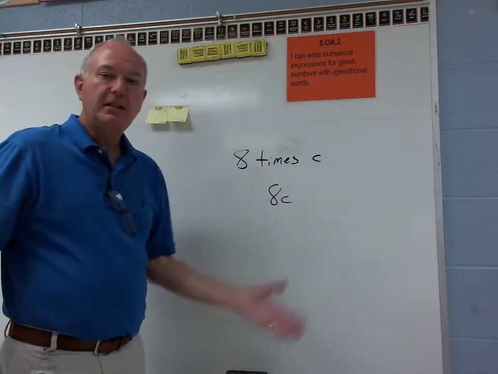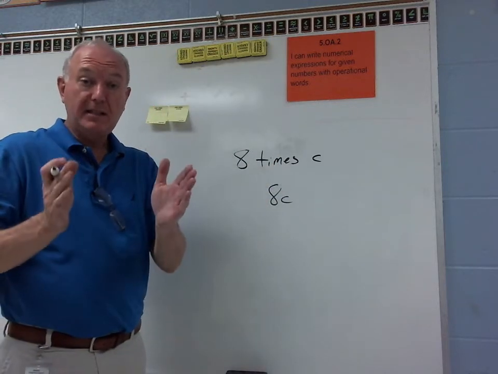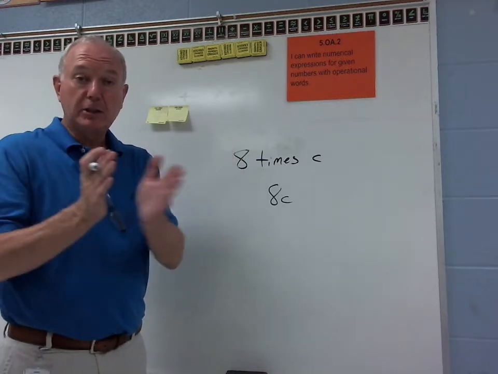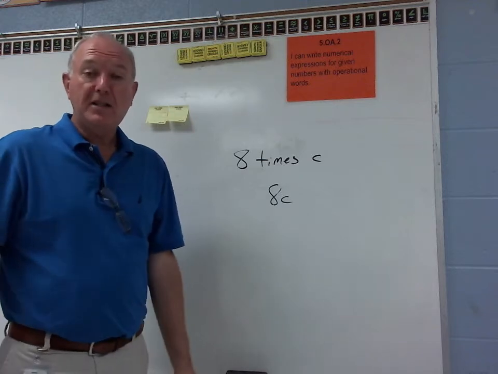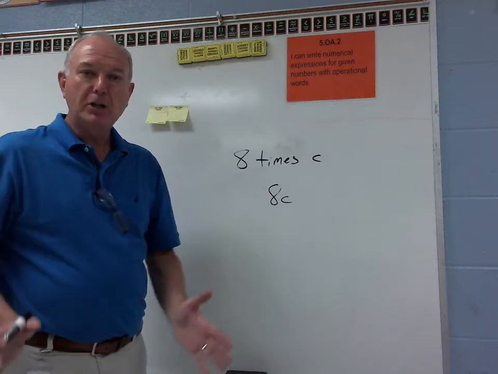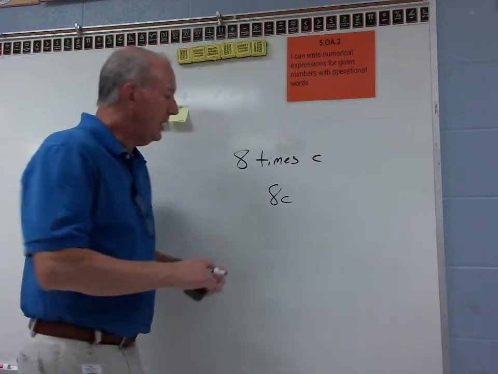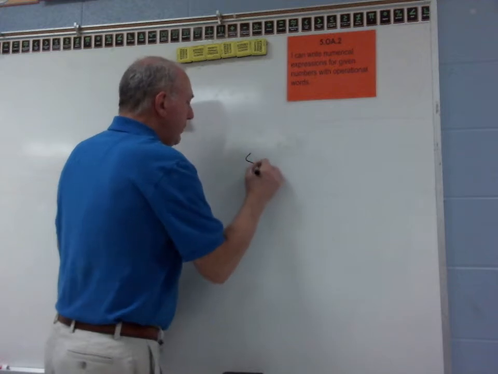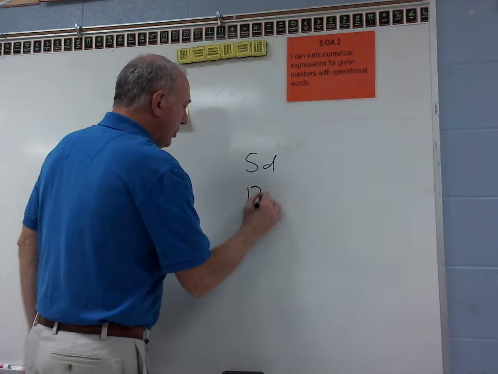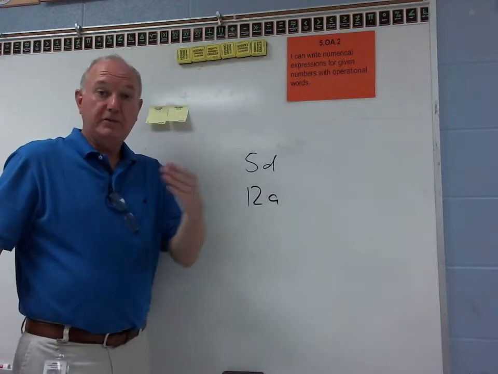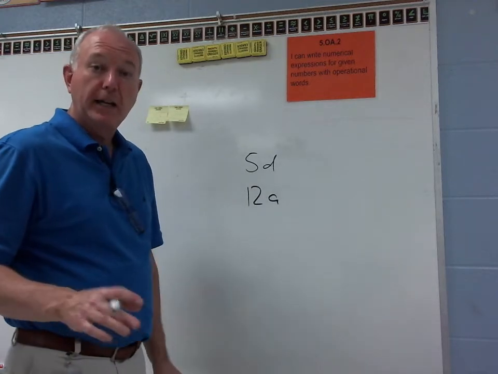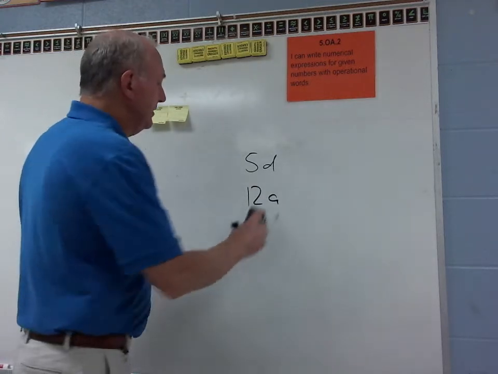If there's no sign, you multiply. Just like parentheses, a number pushed up against parentheses with no operation sign, it means multiply. If you see a missing multiplication sign or a missing sign of any type, it means multiply. So 8c means 8 times c. 5d means 5 times d. 12a means 12 times a. Just like that. Okay, it's multiplication. So be aware of that. Today's assignment will have some of that on it.